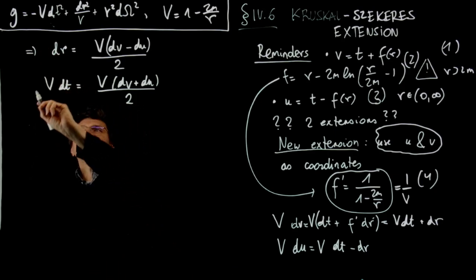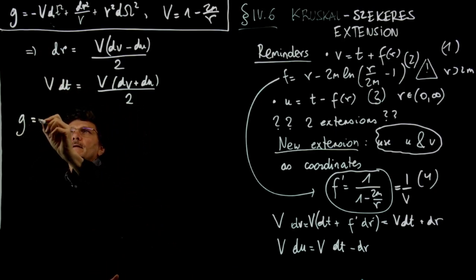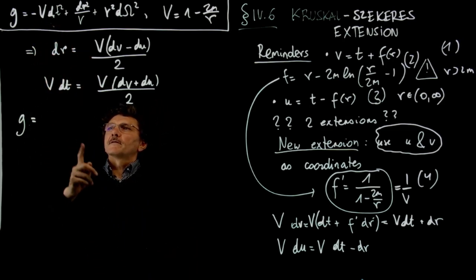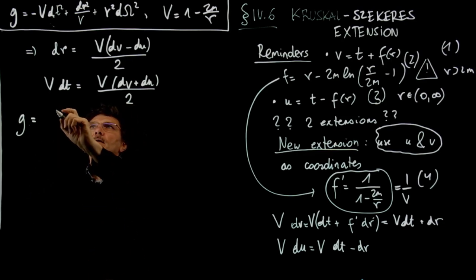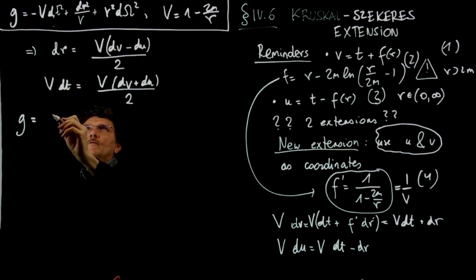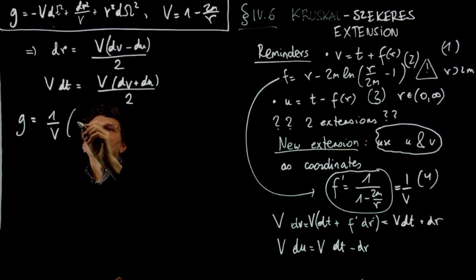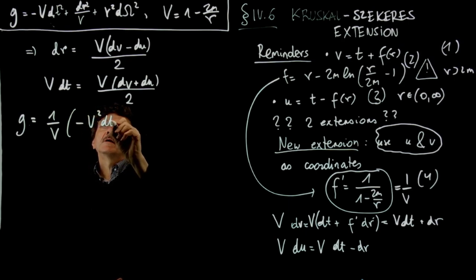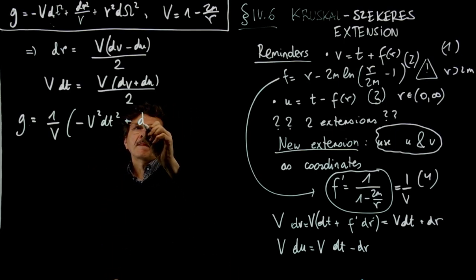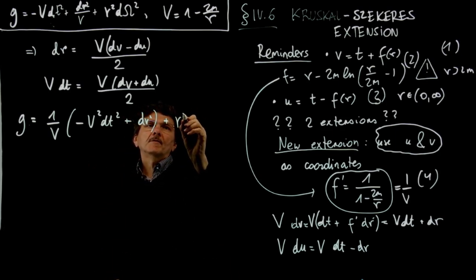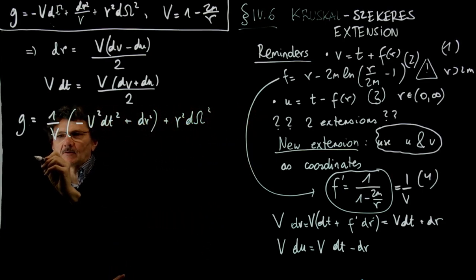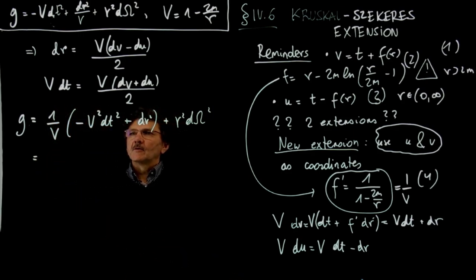So if I calculate g, it's going to be minus v dt square. Since I have a v here, let me factor out a 1 over v: minus v square dt square plus dr square plus r square d omega square. Well, this part is irrelevant for these calculations, but let's keep it anyway.